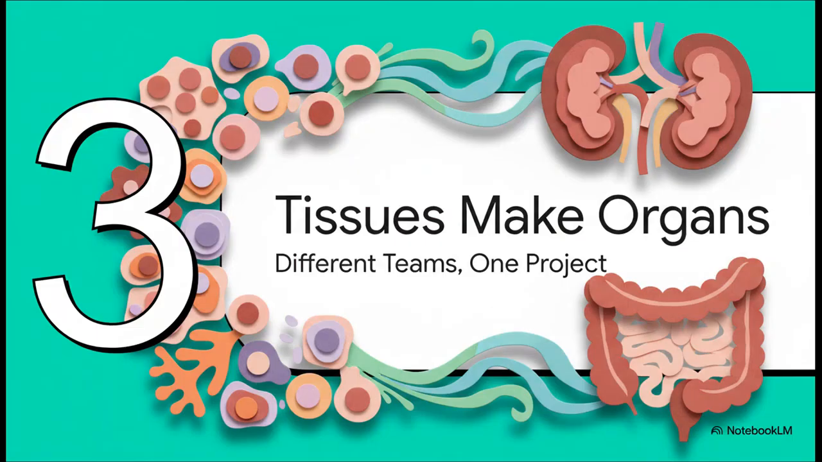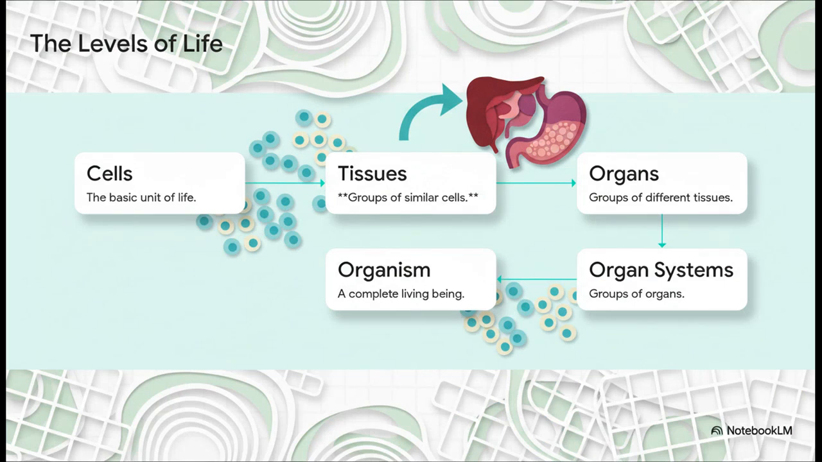All right, now things start to get really interesting. So you've got your teams of specialized cells, right? Your tissues. What do you think happens when you bring a bunch of different teams together to work on one huge, super important project? Well, you get an organ. Let's go back to our blueprint. As you can see, we're climbing up the ladder.